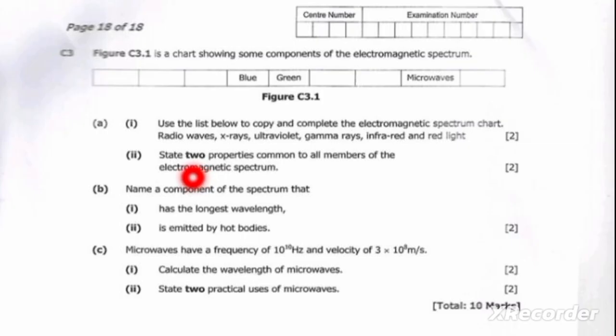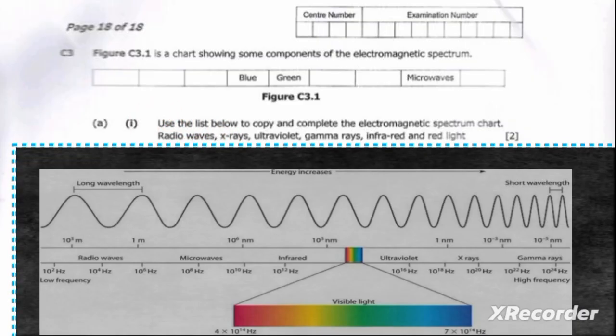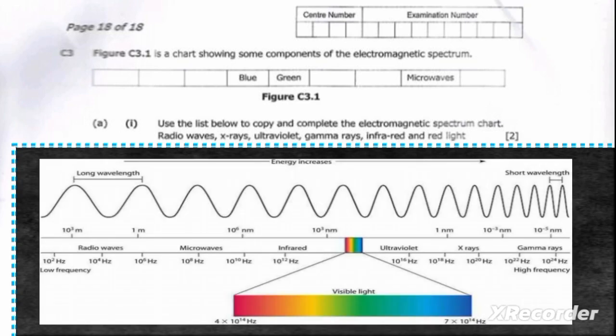So they want us to complete the table. Okay, so to complete the table, this is the arrangement here. We'll start with radio waves, microwaves, infrared, visible light, ultraviolet, X-rays, and gamma rays. Okay, so we have seen that here we have microwaves. So therefore, it is obvious that radio wave is here.